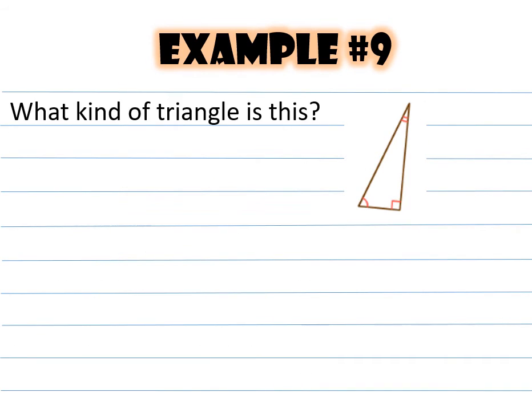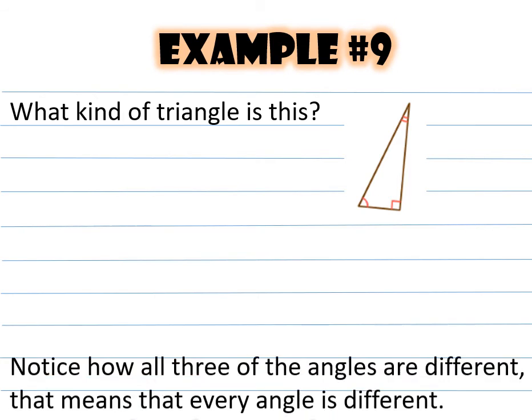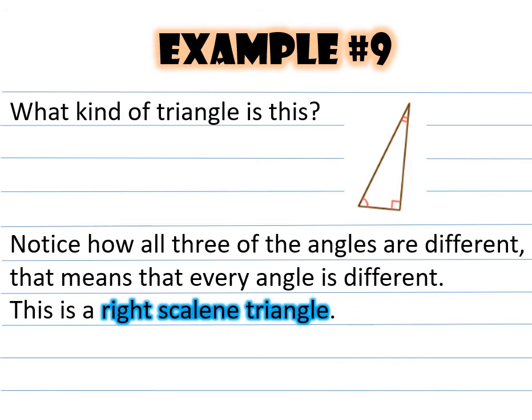Example number 9. What kind of triangle is this? Notice how all 3 of the angles are different. We have a 90-degree angle right here. We have a single loop right there and a double loop right there. Since all 3 of those are different, that means that every angle is going to be different, which makes this a right scalene triangle.